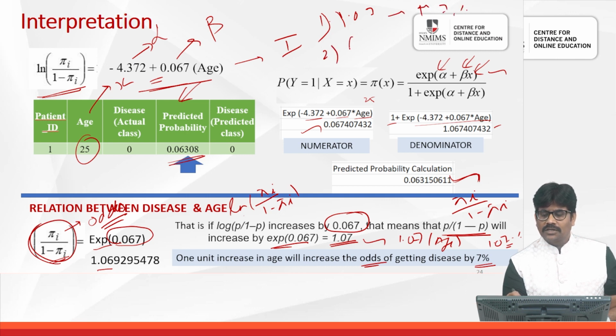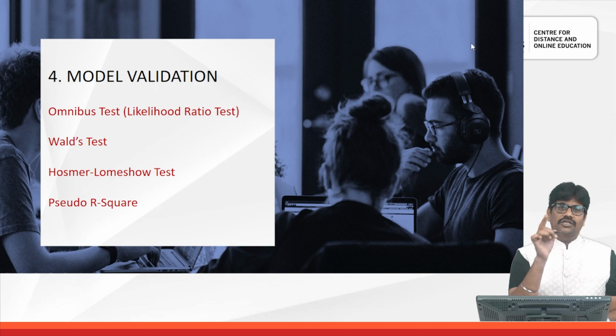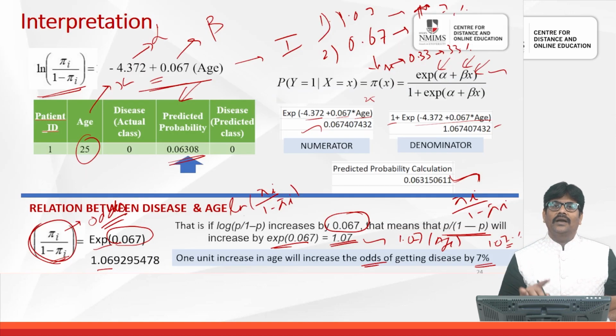What happens if it is 0.67? Now it decreases the odds by how much percent? 0.33, which is 33%, right? So this is how you need to understand the relationship between the odds and the independent variable, right? So in the next class we will try to delve deeper into further understanding the interpretation of the parameters in logistic regression.